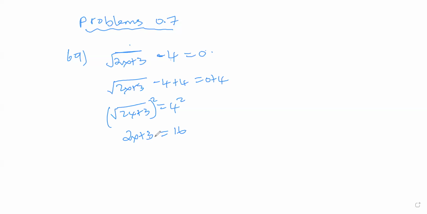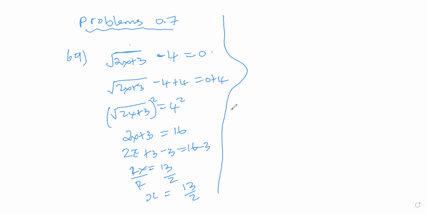We move 3 to the other side by subtracting it on both sides. Subtract 3 on both sides to move 3. 2x plus 3 minus 3 equals 16 minus 3. 2x equals 13. Divide both sides by 2 to get x equals 13 over 2. Okay, that's that.